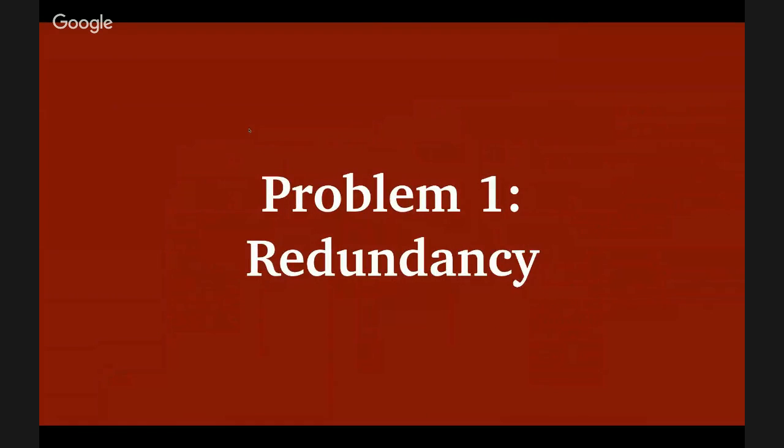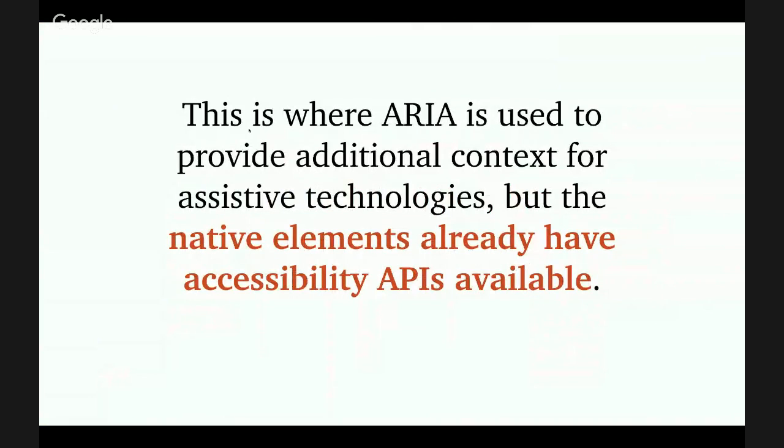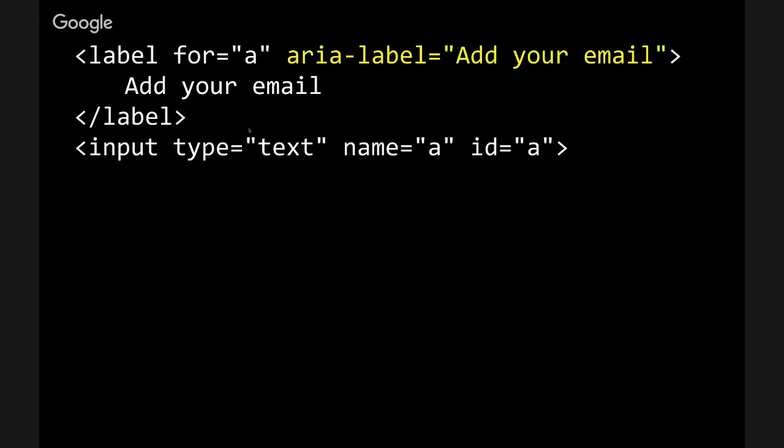The first one is this idea of redundancy. This is not a major problem, but it is something to be aware of. This is where ARIA attributes are used to provide additional information or context, but the native elements already have an accessibility API available. A classic example is where you have a label element that already has the for and ID, so the label is already associated with the input, but the developer has added ARIA label on top of that as well. This can be things like ARIA label, ARIA describedby, ARIA labelledby. There are a lot of ways that developers add extra information, but in many cases these aren't actually needed.